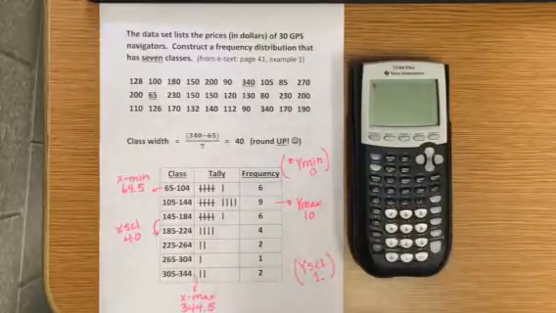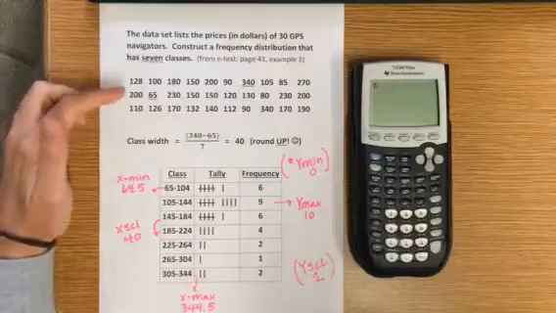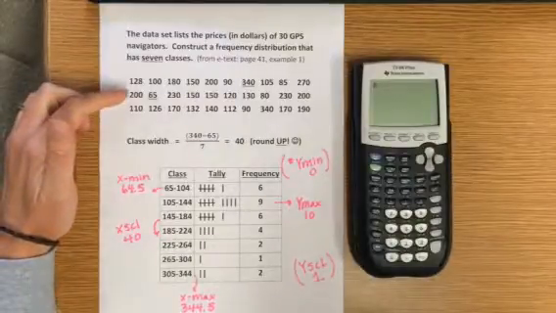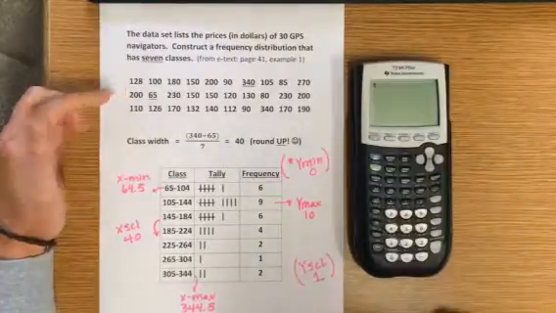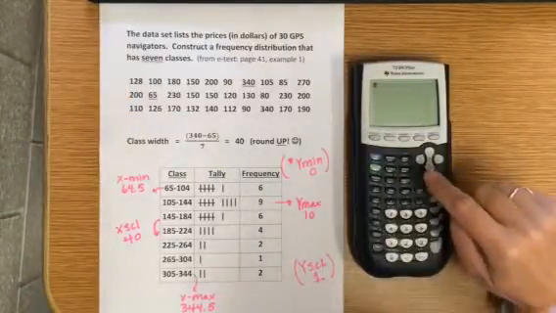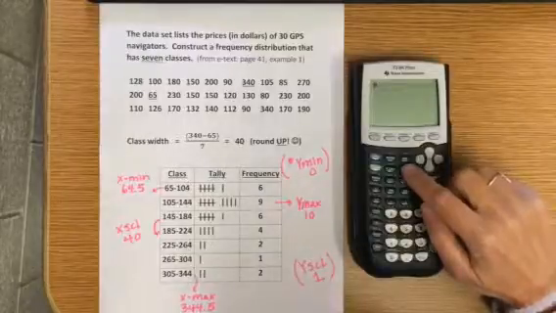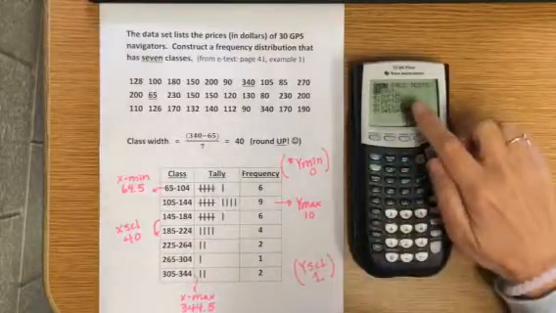Here's an example of how to make a histogram on your calculator. The data set here is from our eText, page 41, example 1. We would need to start by entering the data into the calculator. To enter the data, we'll press the Stat button and select Edit.